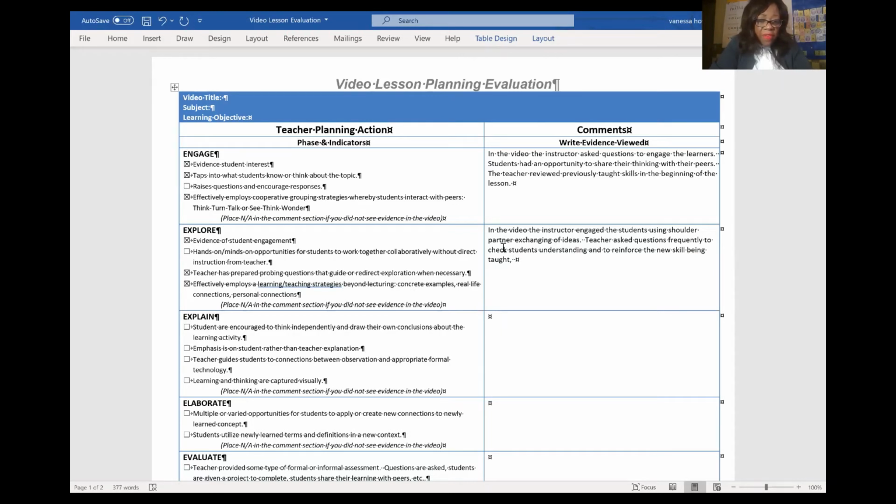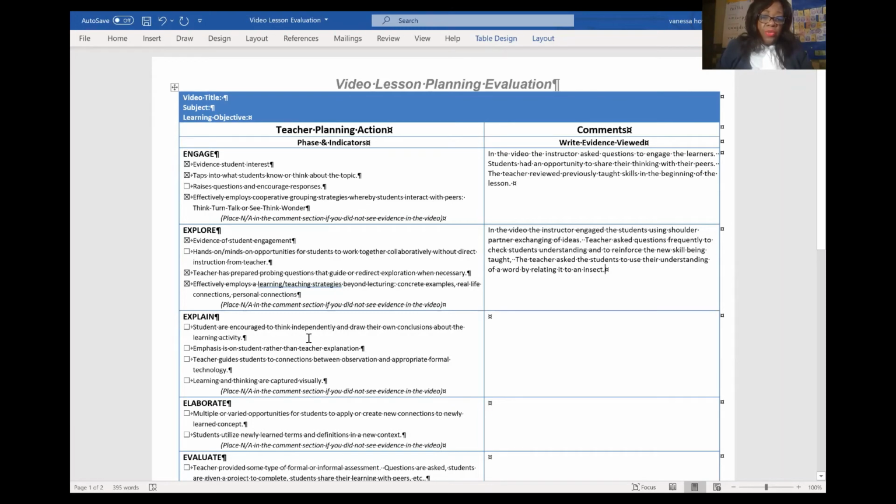Okay. And then effectively employs learning and teaching strategy beyond lecturing, concrete examples. The teacher, yes, I did do that. And the concrete example was the insects. So the teacher asked the students to use their understanding of a word by relating it to an insect.